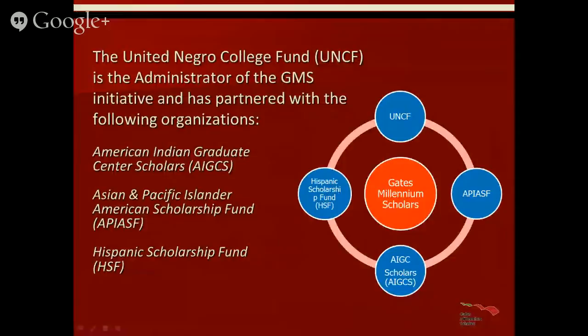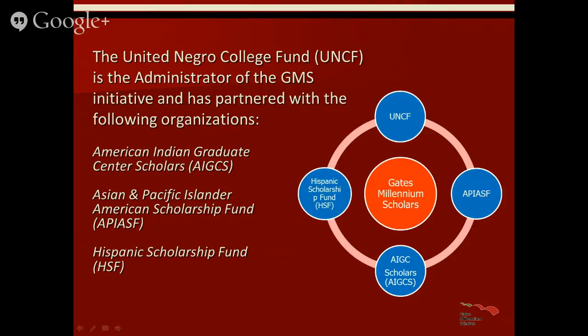The physical format for our scholarship is that we operate from 4 separate physical offices located in different areas in the country. So the United Negro College Fund is the administrator of the scholarship, and they are headquartered in Washington, D.C. The Asian Pacific Islander Scholarship Fund is located in D.C. as well. The Hispanic Scholarship Fund is located in Los Angeles, California. And the American Indian Graduate Center Scholars, our office is located in Albuquerque, New Mexico.